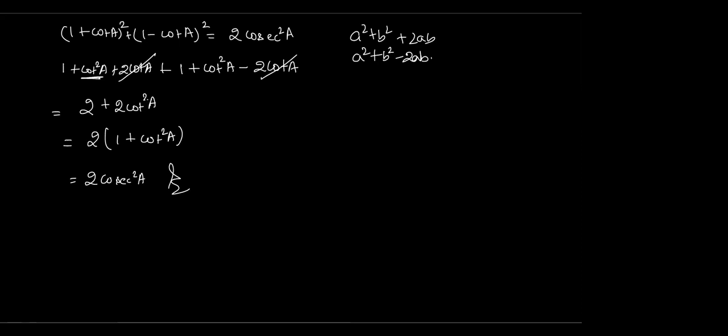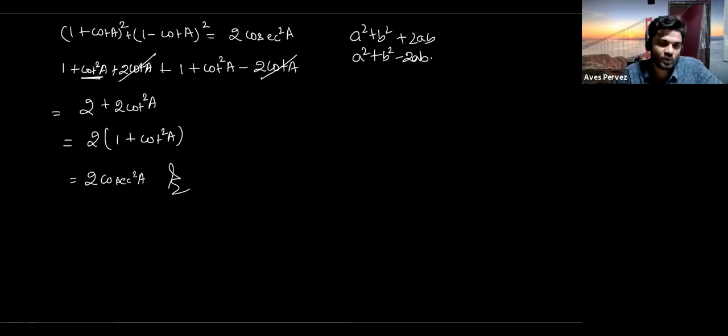Again, here this is 2 and this is 2, so we can take the 2 as common. When you bring the 2 as common, this will become 1 plus cot square a. Actually, we have the identity 1 plus cot square a equals cosec square a.